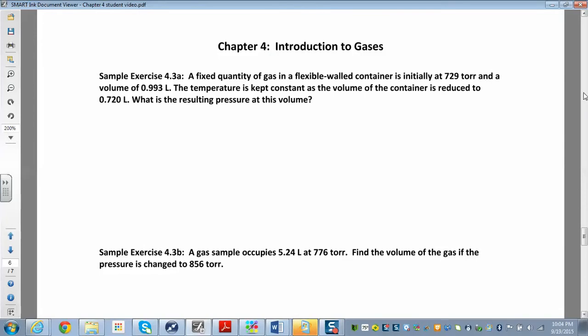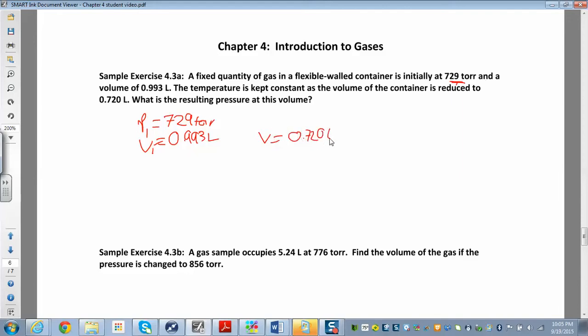All right, so you have a gas in a flexible container. Initially, the pressure is 729 torr. So that's your initial pressure, 729 torr. And the initial volume is 0.993 liters. And the temperature gets kept constant. The volume is reduced. So the volume is going down to 0.720 liters.